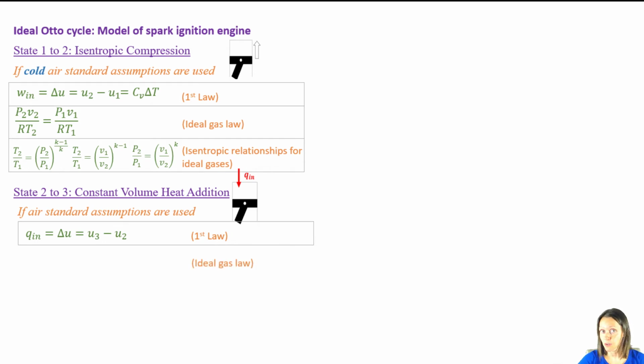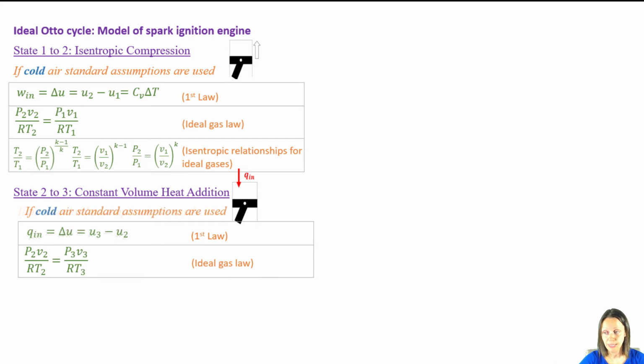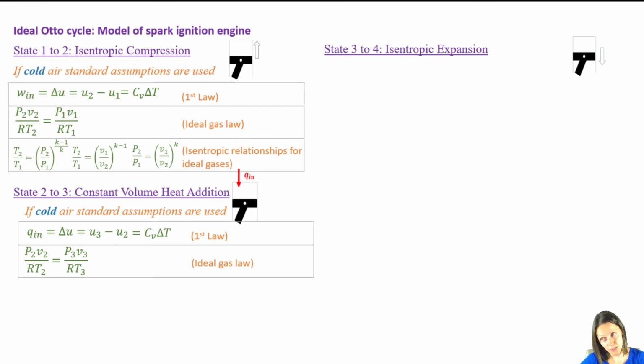I've also still got an ideal gas, so I can apply the ideal gas law between 2 and 3. And if cold air standard assumptions are used, I can put that delta U in terms of a Cv delta T. And that's it. I can't really use any isentropic relationships for state 2 to 3 because I do not have an isentropic process. So from 3 to 4, I do have an isentropic expansion.